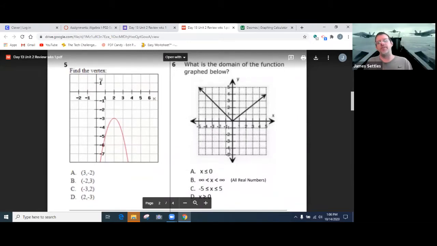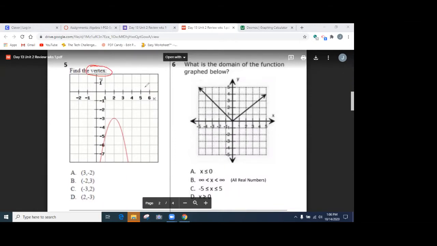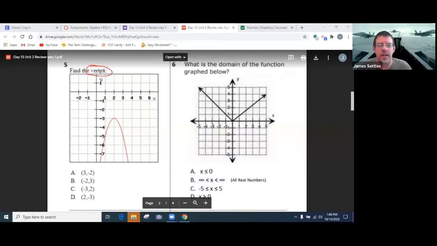All right, number 5. So we are looking for keywords that are telling us what it is that we're doing here. The key word here is vertex. If you remember, vertex was with x-intercept and y-intercept. And so vertex is the point that, if it's a curved graph, so it's a U graph or an upside down U graph, is the very top or the very bottom. So in this case, it is the very top.